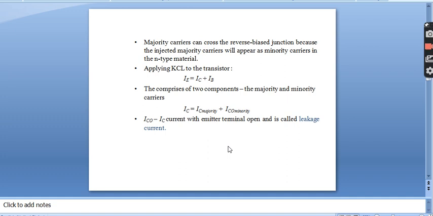So from this PNP transistor configuration, the total emitter current IE is equal to the sum of collector current plus base current. The collector current due to the majority carriers is IC. Due to the minority carriers, the collector current is ICO, the reverse leakage current. So the total collector current is equal to IC majority carriers plus ICO minority carriers. This ICO is called reverse because it flows in reverse biased condition; it is also called the reverse leakage current, or simply the leakage current.